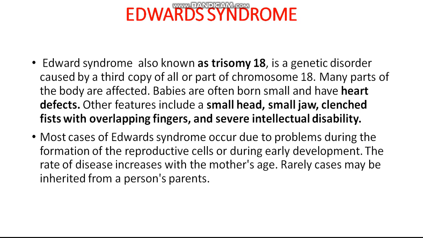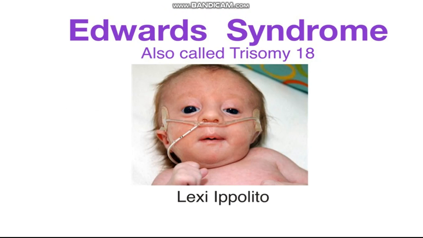So usually most cases of Edwards syndrome occur due to problems when the reproductive cells develop during the early developmental phase. This condition is usually associated with maternal age. As maternal age increases, the chance of this condition occurring is higher. And it is also inherited from parents. So here you can see a baby with Edwards syndrome.